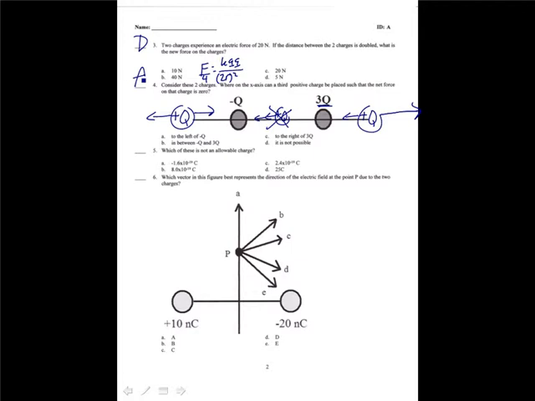Which of these is not an allowable charge? Option C represents 1.5 protons. And you can't have half of a proton.